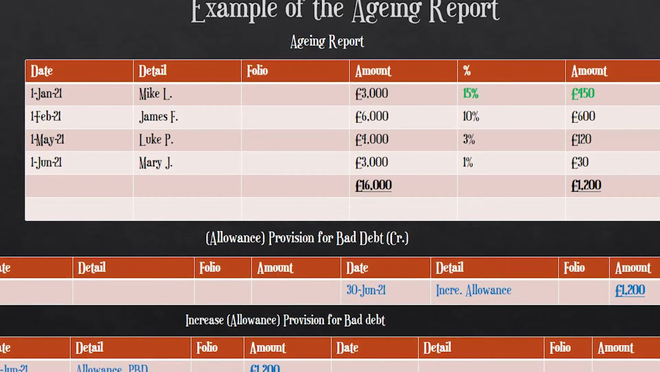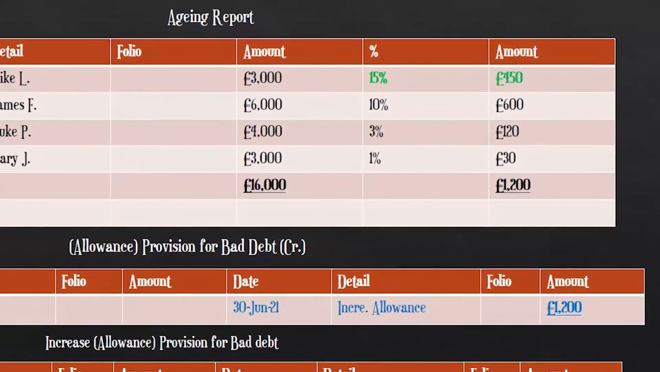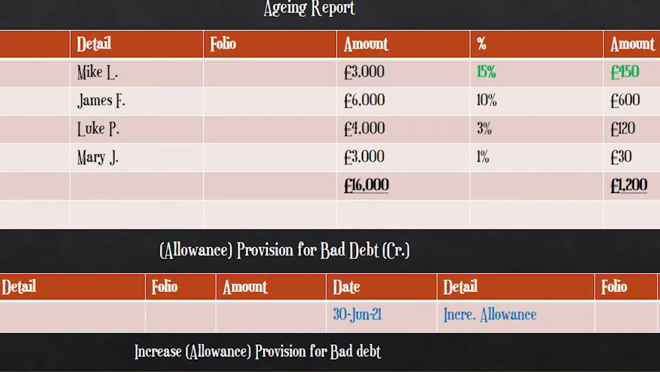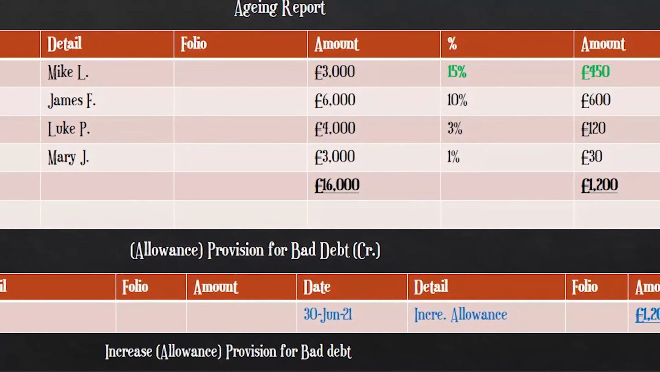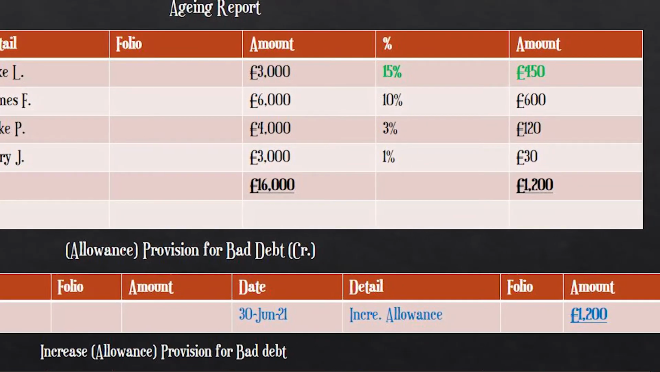Now, once we have those breakdowns and we've attached a percentage to it, you might be wondering, how do we get a percentage? It's scientific, it's via experience, it's what has happened historically, and you're able to generate a percentage accordingly. Now, here we have the figures of 450, 600, 120, and 30. The aggregate of that is 1,200. So 16,000 was owed. We estimate about 1,200 we may never receive. And that's based on the calculations that we had, which is the 15%, the 10%, the 3%, and the 1%, which works out to be 450, 600, 120, and 30.